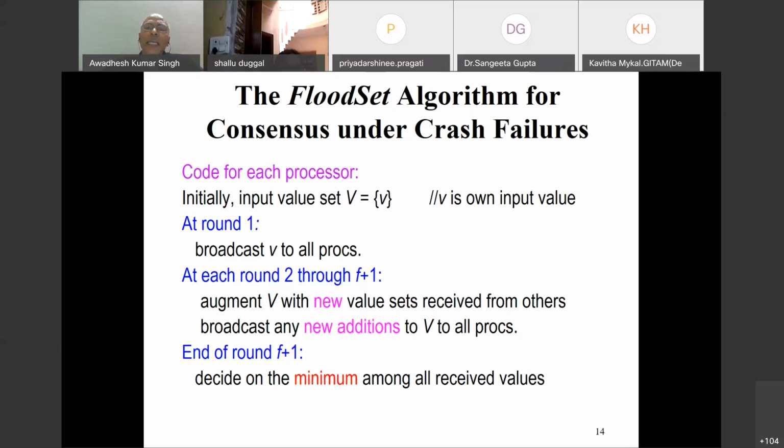Similarly, you can try to find a minimum number or maximum number, anything. So it's a flood set algorithm. That is for crash failure, meaning if a machine has failed, then of course it doesn't do anything.